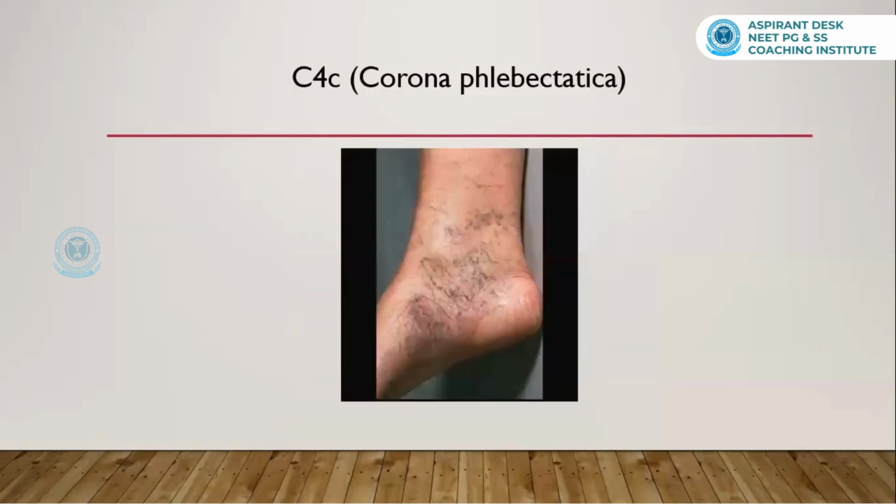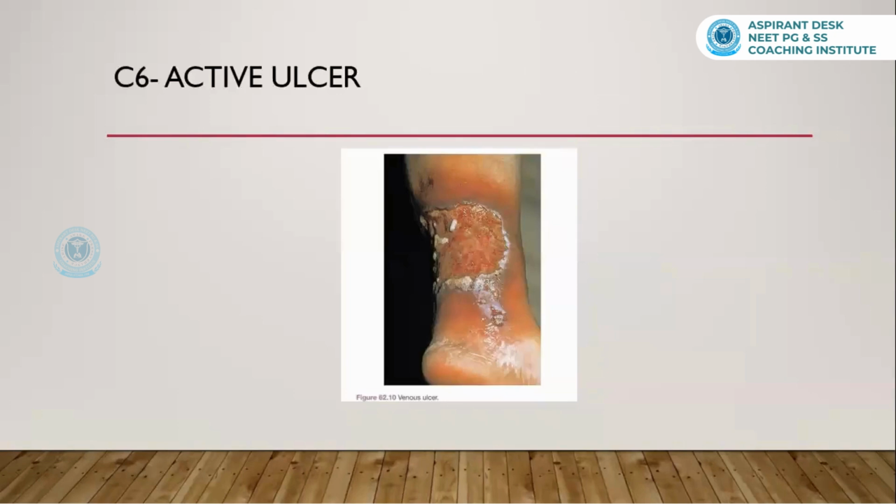Okay, and C4C, Premier League competition. So C4C is corona phlebectatica, which is actually a malleolar flare. So dilated small telangiectatic veins over the ankle. Okay. So this is present here in the ankle, C4C. This is C6, actually active ulcer. Okay. So I think we covered the CEAP classification.